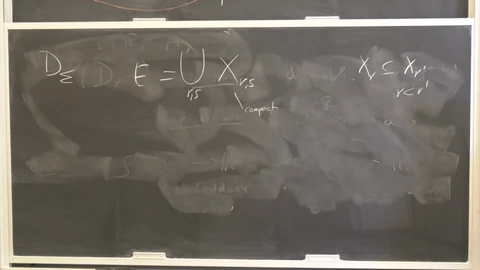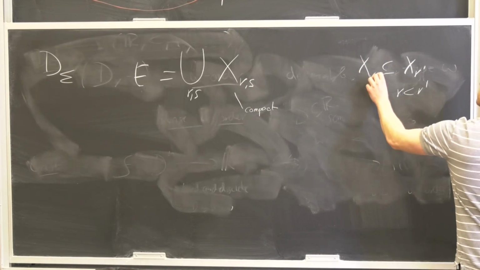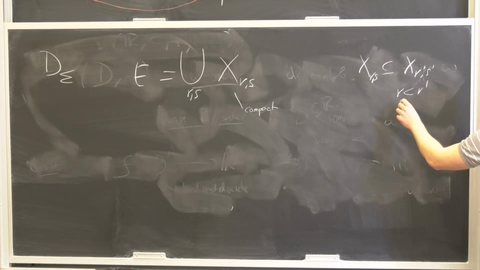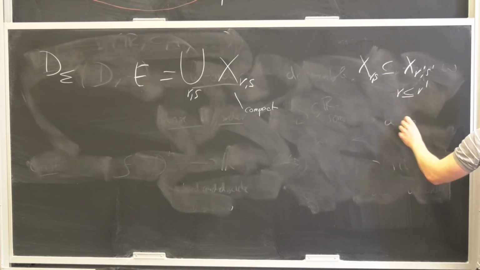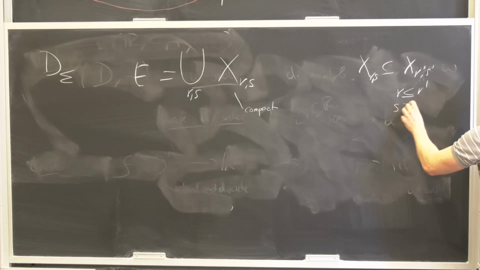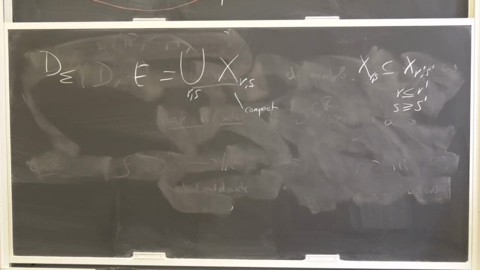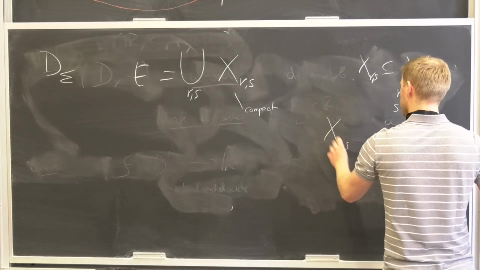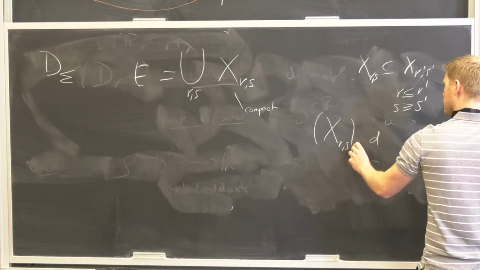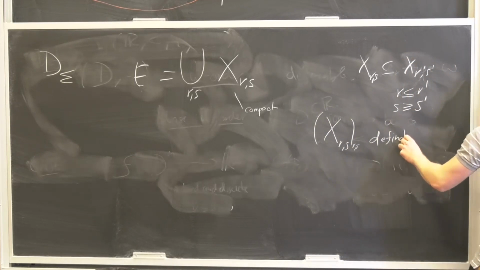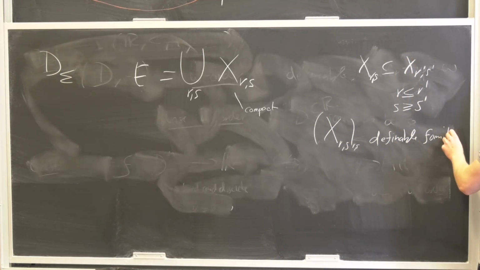So we add this second parameter, and in one parameter this is increasing, and in the other one it's decreasing. So this should be smaller or equal, and this should be the other way. But other than that, this stays the same. I'm not going to talk much about this, except for this. I want to make it clear that the X_{r,s} are from a definable family, in whatever expansion you're currently working in.